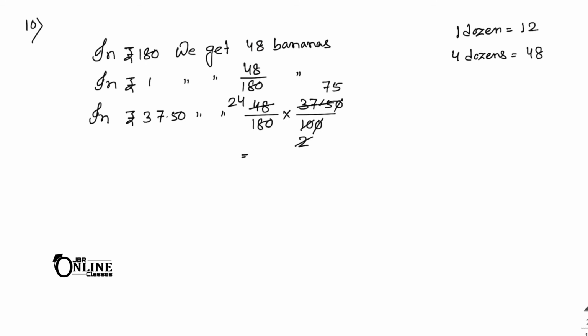Ab next, yahan par 75 hai aur neeche 180 hai. 180 ko 5 se karenge ho jayega 36. 75 ko agar 5 se karenge ho jayega 15. Clear? Ab 3 se isko karenge 31, 32, 35 ja 15, ab 12 se kyon katenge it's 2, so 5 2 ja 10, iska matlab 10 bananas. Now next one, sum number 11.